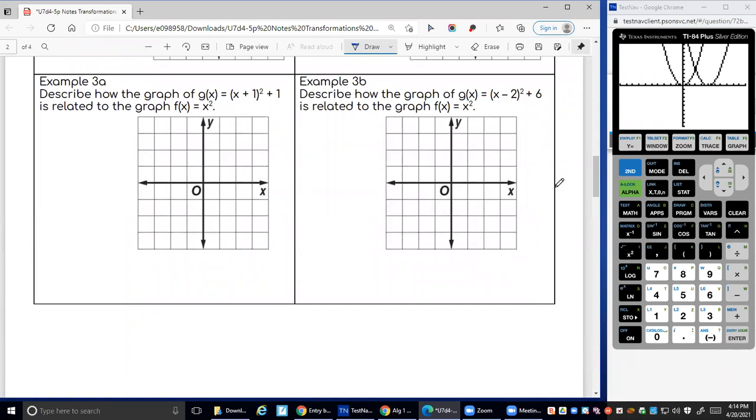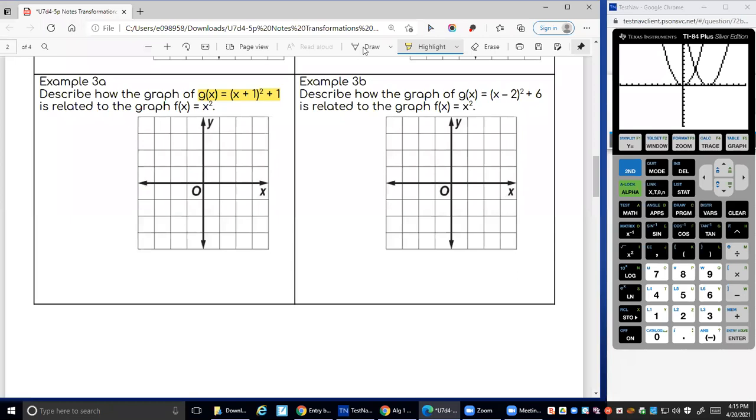Y'all are unusually quiet. So I want y'all to make some predictions. Go ahead and put it in the chat. I want you to predict what kind of movements we're going to have here, okay? What kind of movements are we going to have here? Let me see what y'all put.